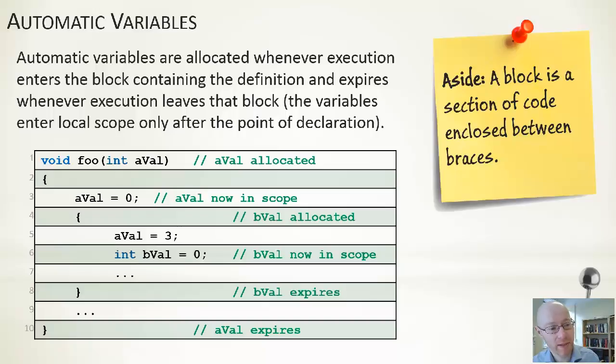So our foo method has int aval, so aval will be created. At line 3, just as we enter into that block of code, we now have aval in scope. We can access it, write to it, read from it, things like that. Line 4 to line 8, we have another block of code. Whenever we enter into it, we know we have one other automatic variable, bval. It'll be allocated on the stack. And at line 6, whenever we have declared bval, that's when it comes into scope. That's where we can access it and modify it. At line 8, bval gets discarded, is out of scope. And at line 10, aval gets discarded, again out of scope. So these things all happen automatically as our program is executed.